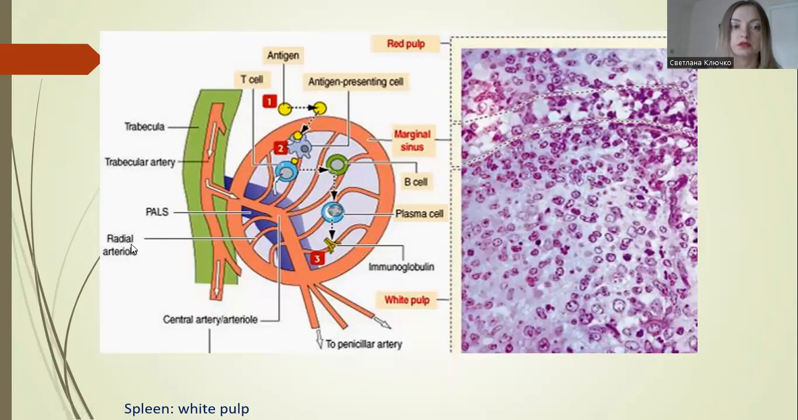White pulp of the spleen. You can see blood circulation in the white pulp. Trabecular artery, next the central artery of the lymphoid nodule, periarterial lymphoid sheath, and then the lymphoid nodule. We have an immune and adaptive response, proliferation of T cells, and proliferation of B cells and plasma cells, producing antibodies in the lymphoid nodules of the white pulp.